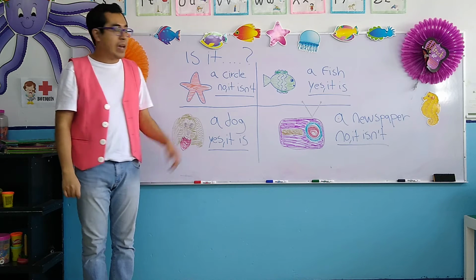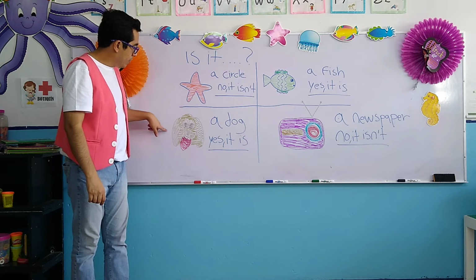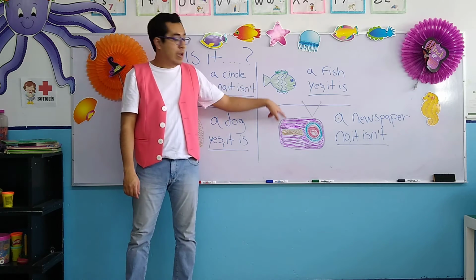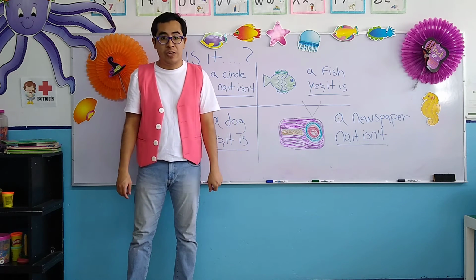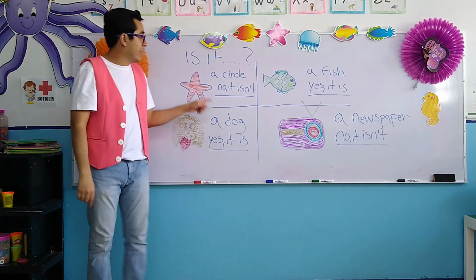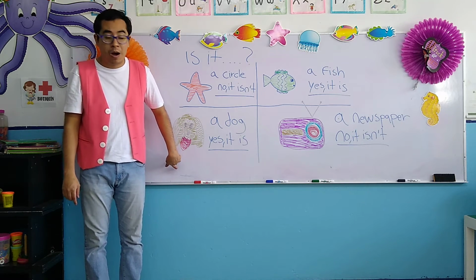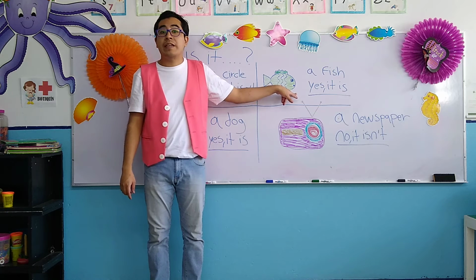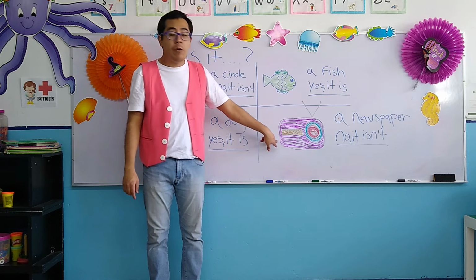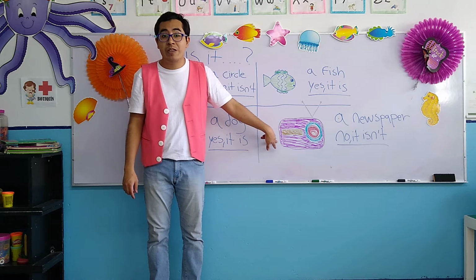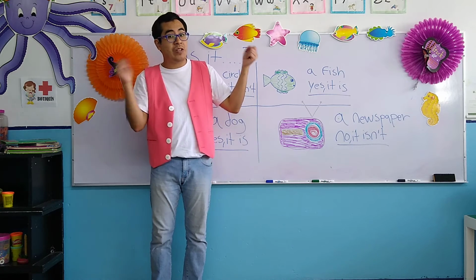Please help me count. We have 1, 2, 3, and 4 objects, okay? The first object, it's a star. The second object, it's a dog. The third object, it's a fish. And the fourth object, it's a radio. Remember to listen to music and to dance.